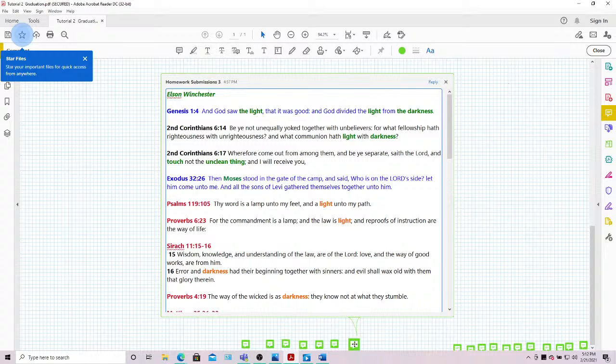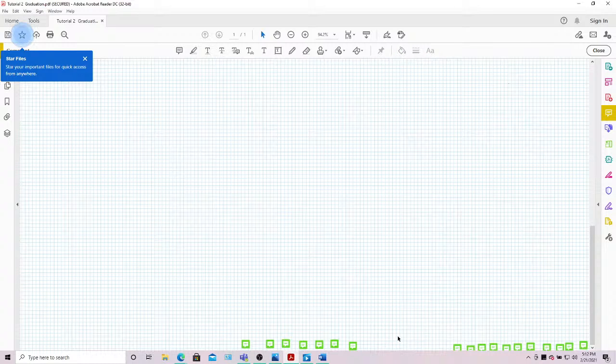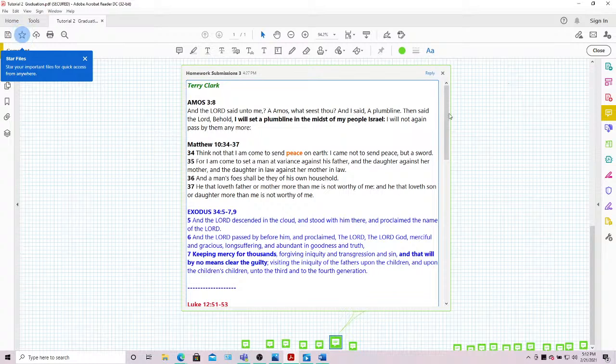Let's take this down real quick. This out of the way. And who we got next? So we got Sister Clark. So first precept that she had was Amos chapter 3, verse 8. So let me go on ahead and get this ready.